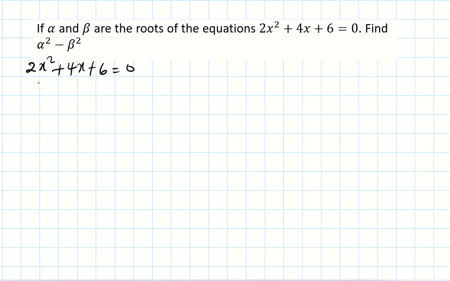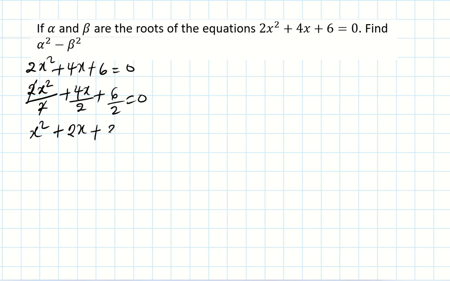So here we can reduce this equation by dividing through by 2. 2x² divided by 2, plus 4x divided by 2, plus 6 divided by 2, equals 0. So we have x², plus 4 by 2 gives you 2x, plus 6 by 2 gives us 3, equals 0.